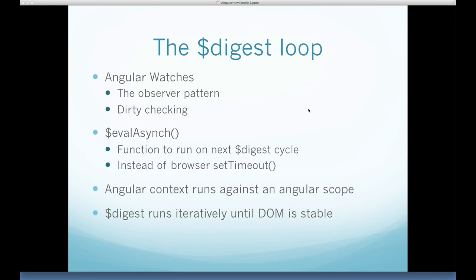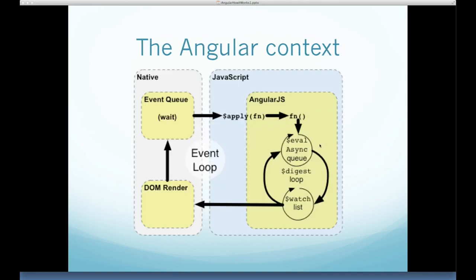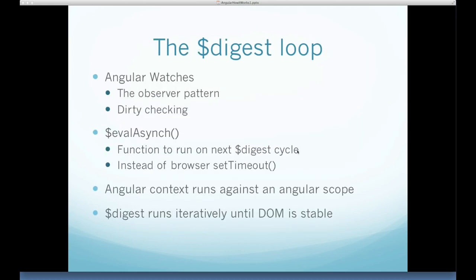Now let's talk a little bit about the digest loop. This is what runs after the $apply function brings us into the Angular context. The digest loop has basically two subloops in it. One is the watch list, and the other is the eval async queue. The watch list is Angular's implementation of an observer pattern also. What you're observing is elements in the scope. When they change, and Angular checks them to see which ones have changed by what's called dirty checking, it runs the callbacks that are associated with those watches that are put on scope elements.